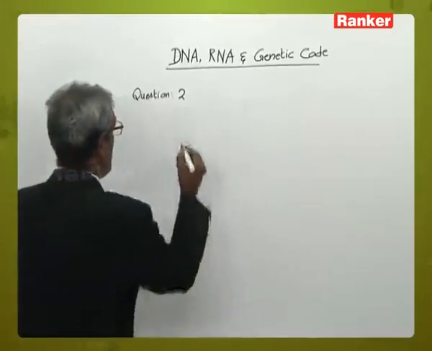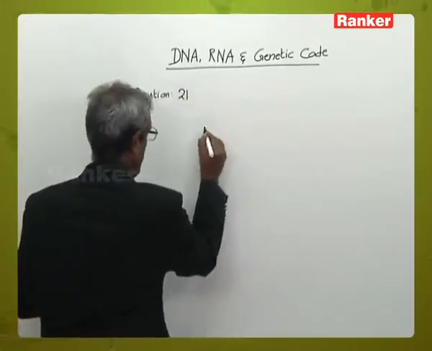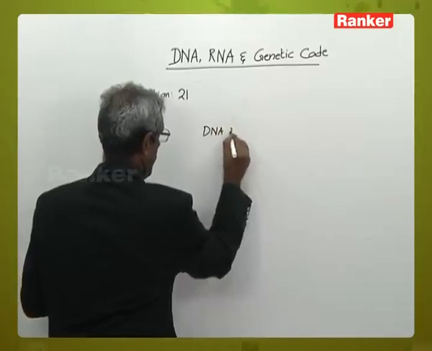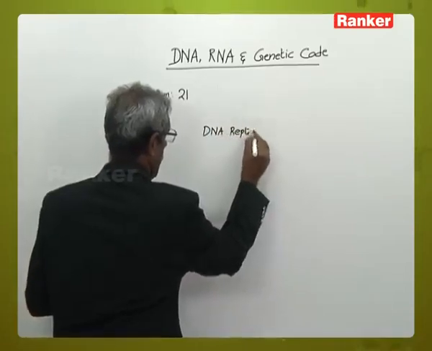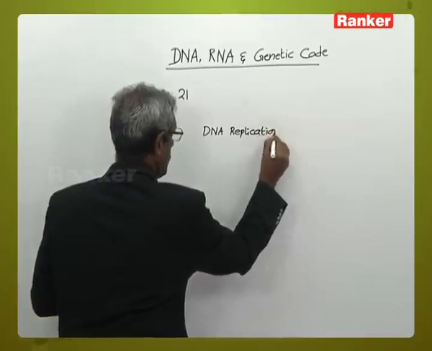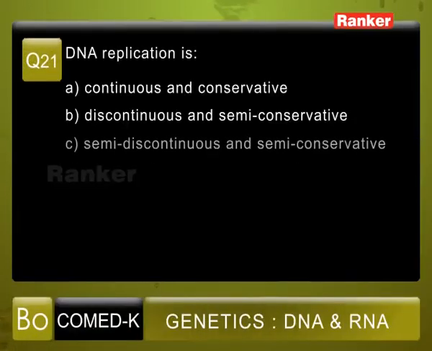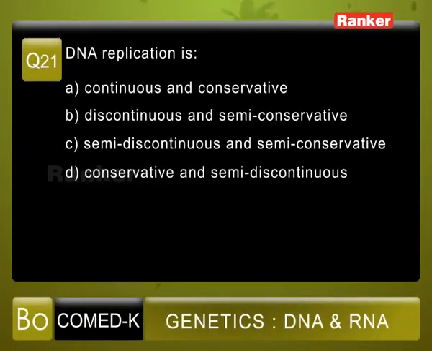Now when you take DNA replication, this is quite an easy question. The choices for DNA replication are: A, continuous and conservative; B, semi-discontinuous and semi-conservative; C, semi-discontinuous and semi-conservative; and D, conservative and semi-discontinuous.